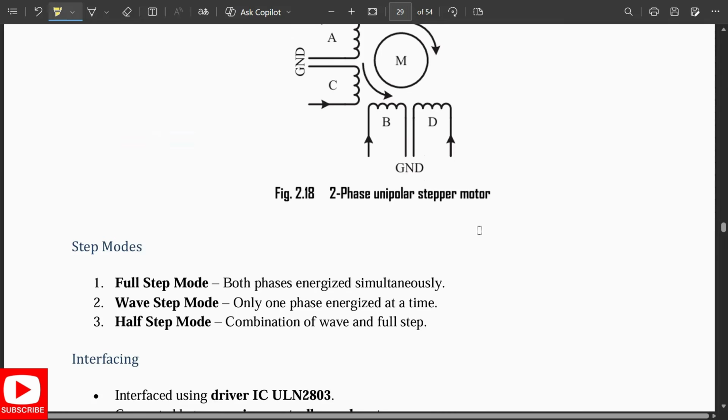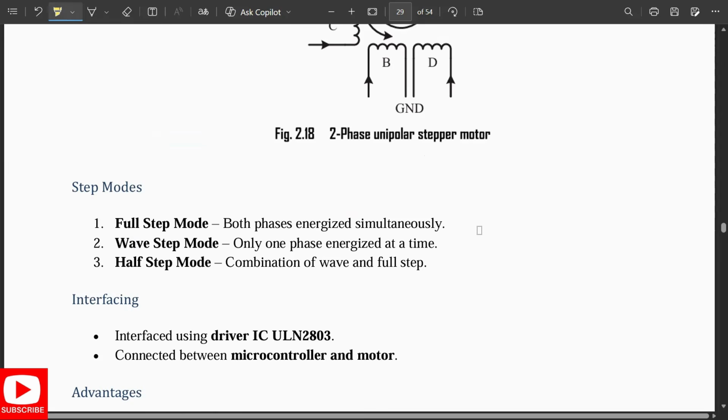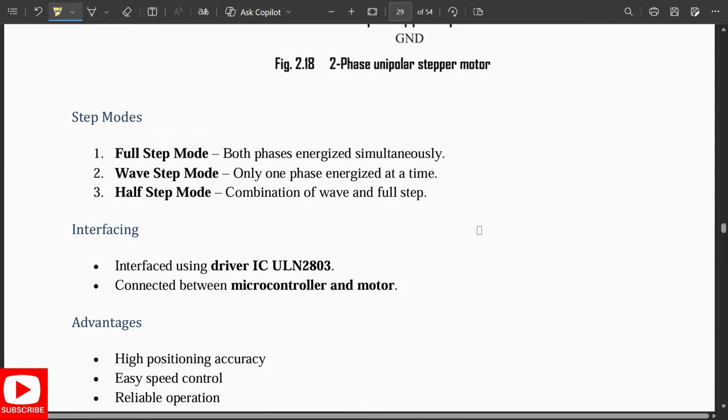So step modes are full step mode, wave step mode and half step mode. These are the different modes. In full step mode, both the phases energize simultaneously. Wave means only one phase is energized. Half step means a combination of the wave as well as the full step. Interfacing: it is interfaced using the driver IC ULN2803, and it is connected between a microcontroller and a motor.